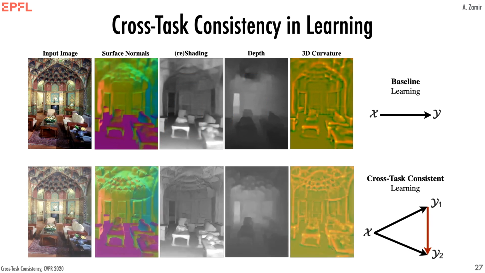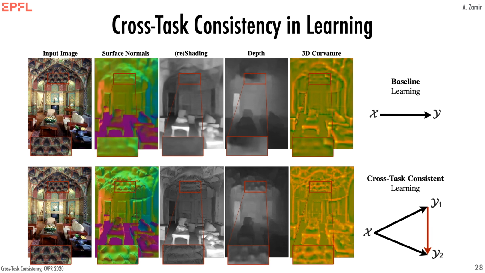What we did here was we developed a general method for learning with cross-task consistency. In this particular example, if you look at the same area, you can see that not only did the results get better, we recovered more fine-grained details and became more accurate, but also, if you look at this particular pixel in these different output domains, they're more likely to be consistent with each other as opposed to the baseline learning.